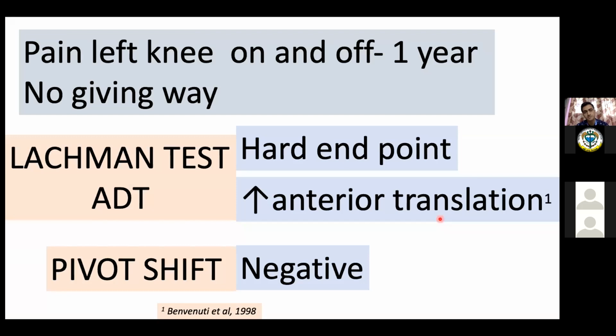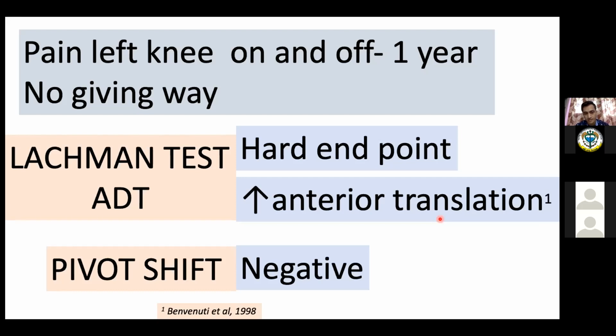The patient presented to us with a complaint of pain in his left knee on and off over the last 1 year, but there was no giving way and no history of trauma. We examined the patient. He had a hard endpoint, but there was increased anterior translation as compared to the other knee, and there was no ligament laxity.